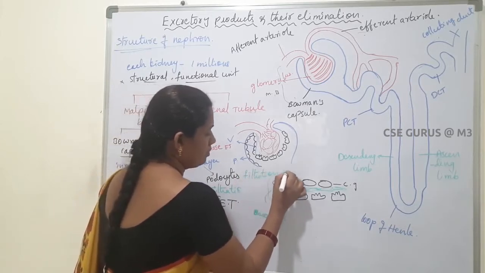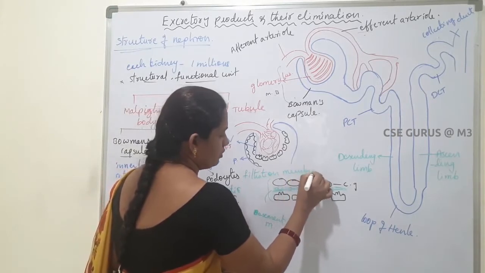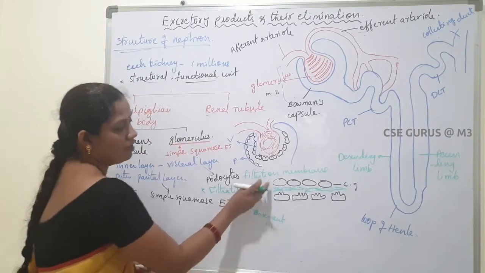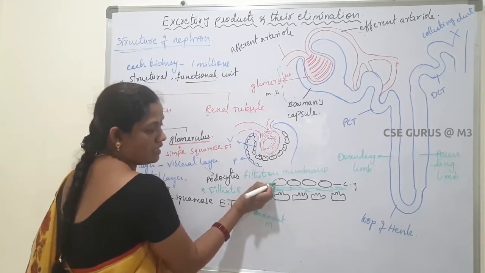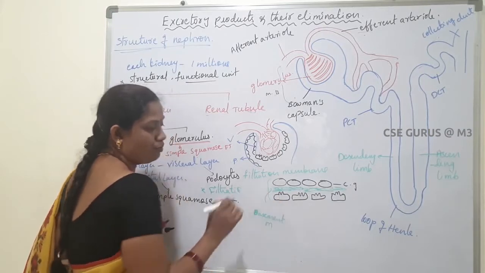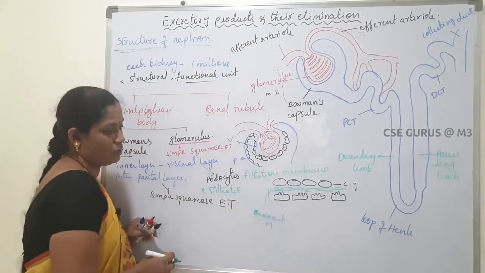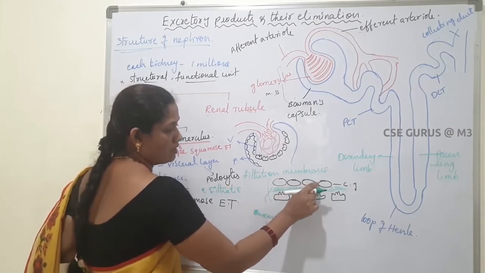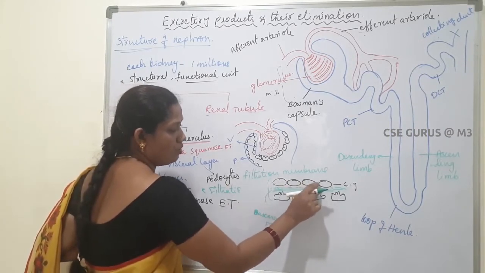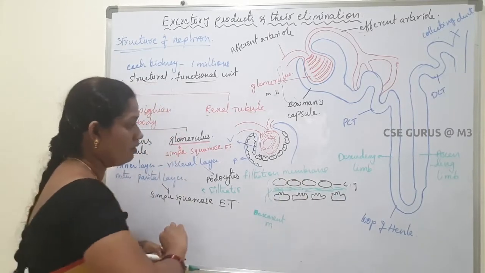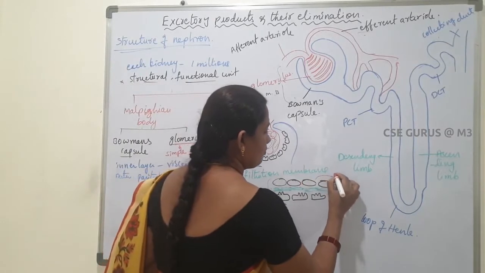This is called the filtration membrane. The filtration membrane is made up of three layers: the cells of the glomerulus, the basement membrane, and the podocytes of Bowman's capsule. The glomerulus cells, the squamous endothelial cells, also have small gaps. These gaps are called fenestrations.